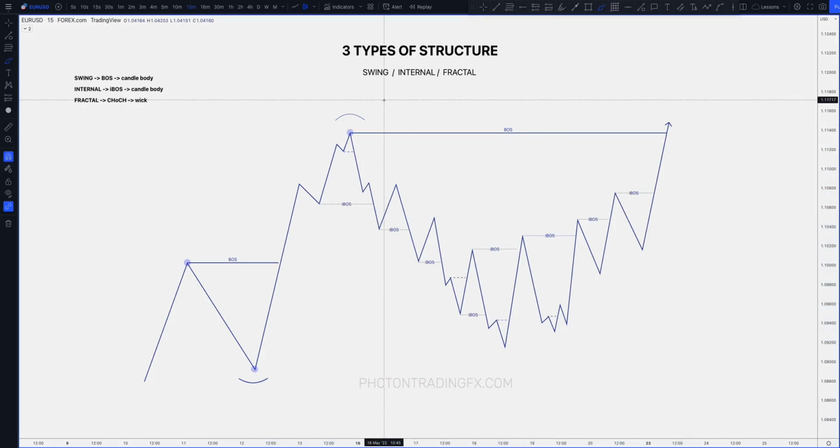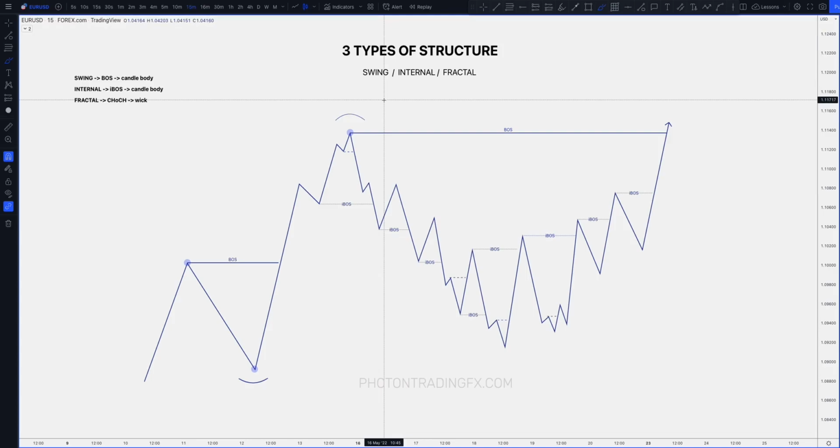Now, whilst that still remains true and is still the way we will define it, we're breaking up that internal structure into two separate pieces of structure with two different names, just because it makes a lot more sense to do this, and you'll see why as we go through it. So swing structure is exactly the same. That internal structure, we are now going to have two types. One we're still going to call internal, and one we're simply going to refer to as fractal.